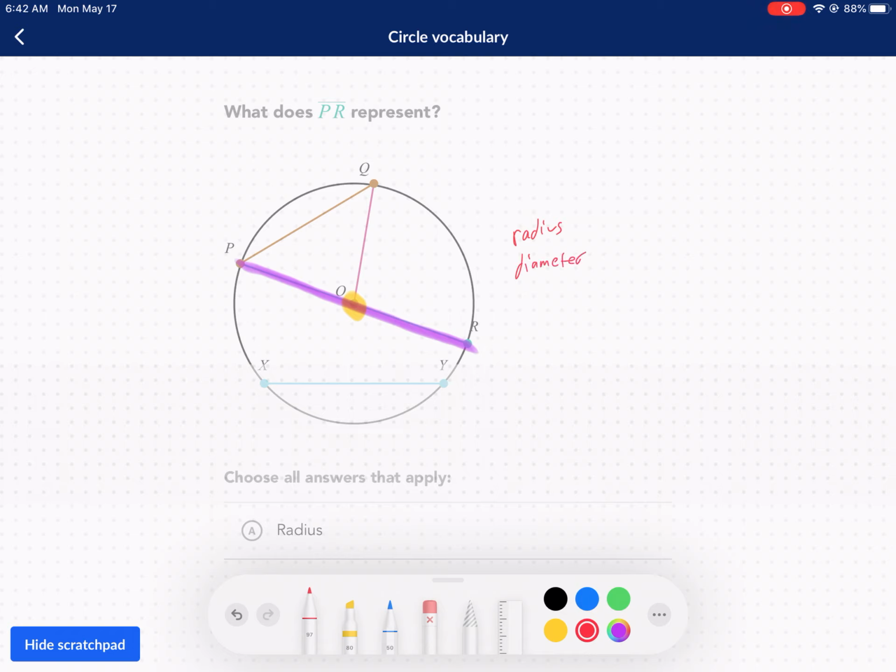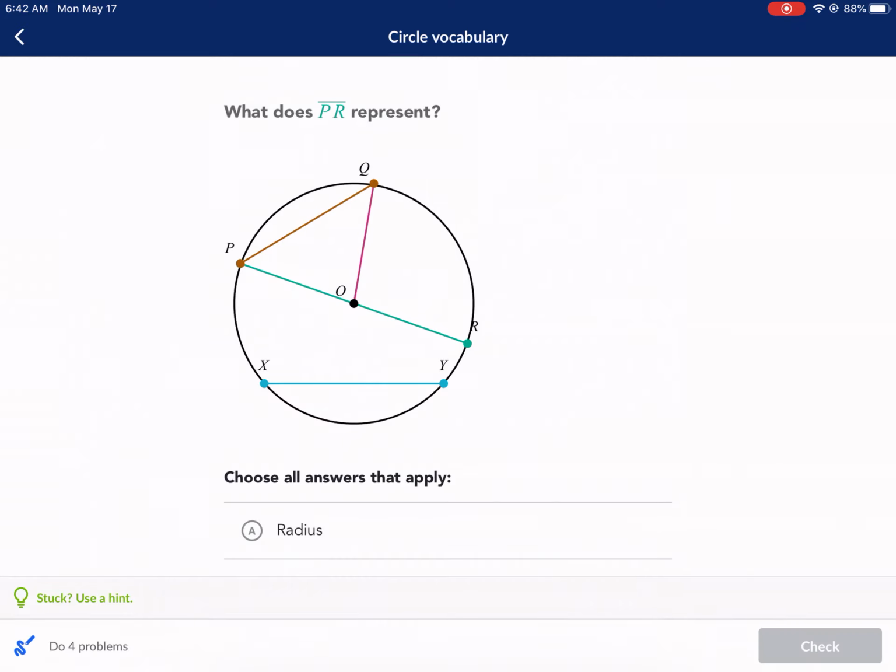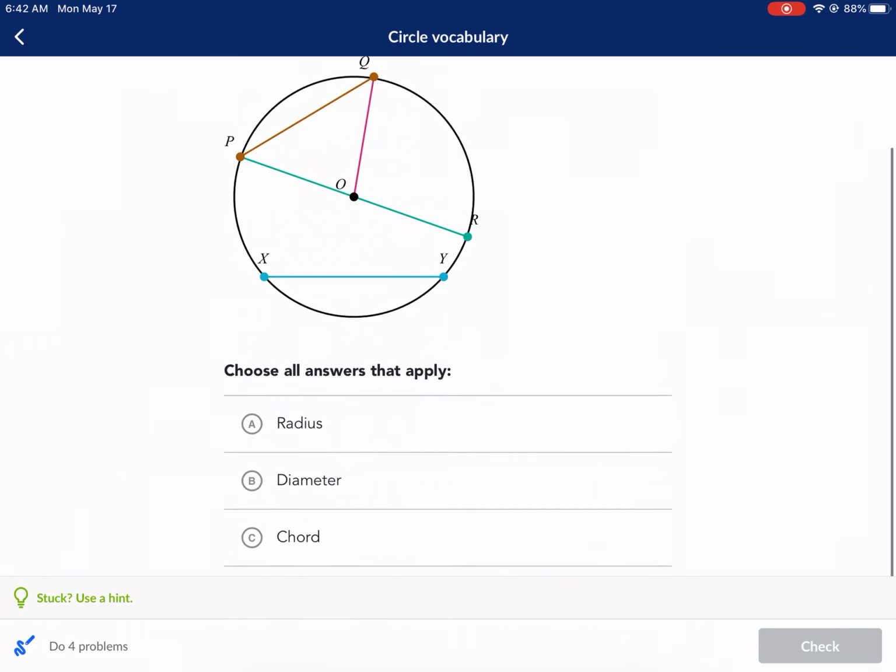Now, a radius means that it only goes from the middle to the perimeter, to the circumference, to the outside edge, okay? That's the radius. The diameter goes through the center, but it goes from one end all the way to the other end, and it divides it into two equal halves, okay? So this is a diameter, but let's look at our choices here. We have radius, diameter, and chord, and it says choose all answers that apply.